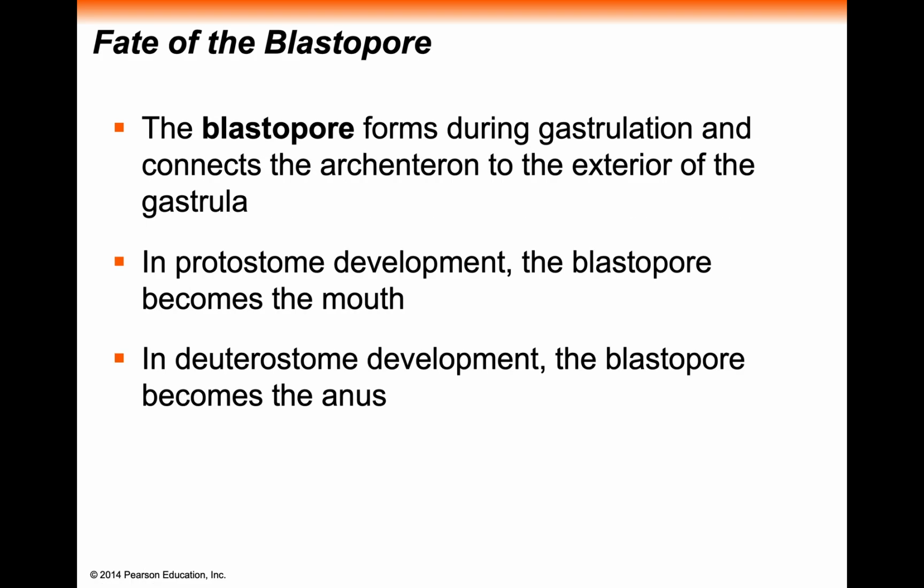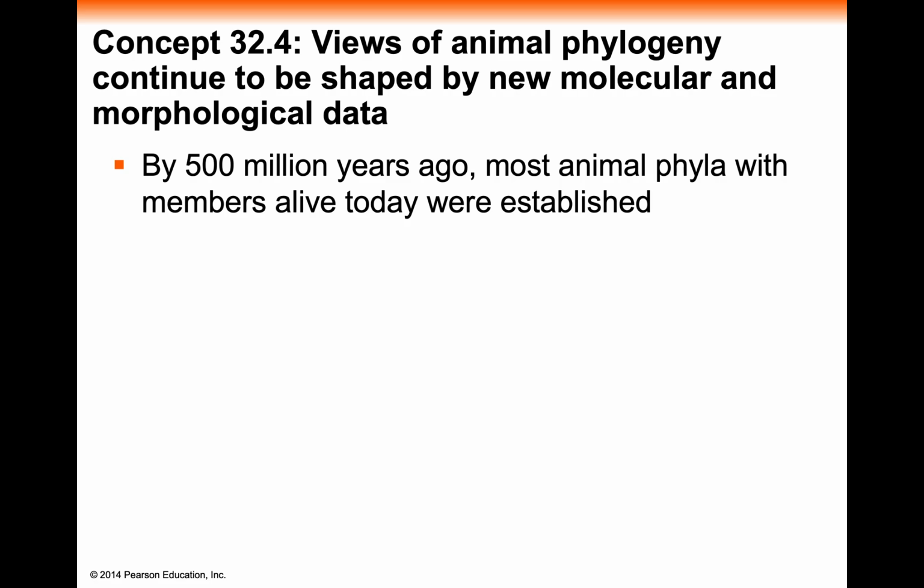The blastopore forms during gastrulation and connects the archenteron to the exterior of the gastrula. In protostomes, that blastopore becomes a mouth. In deuterostomes, the blastopore becomes the anus. And again, we started the lecture off with that discussion. By 500 million years ago, the animal phyla with members alive today were established. So once animals move on to the land, we have all the phyla of animals for the most part by 500 million years ago.